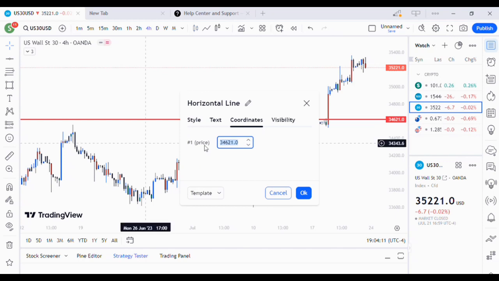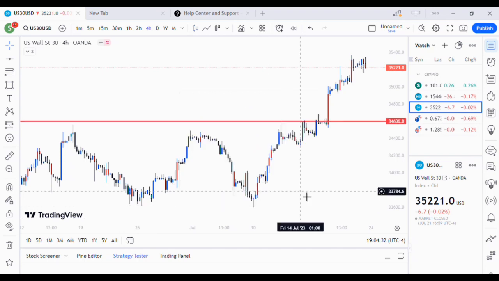So I'm going to come here and go to settings. You see where the horizontal line is actually located: 34,621. Now I'm going to edit it and put 34,600. Round-off numbers, guys, don't forget. 34,600. You see, it sticks to that place.